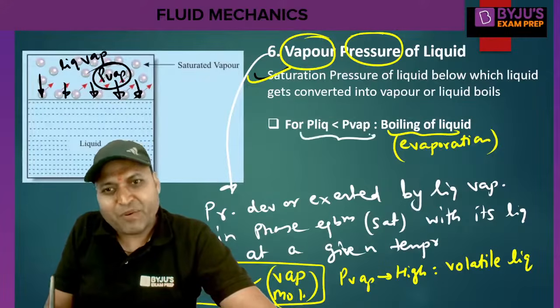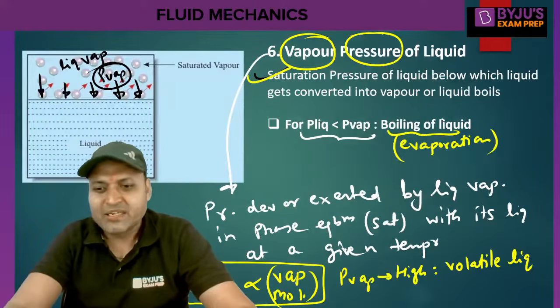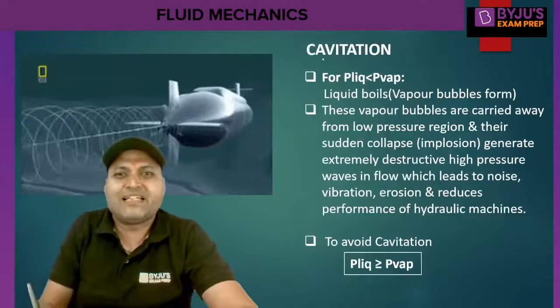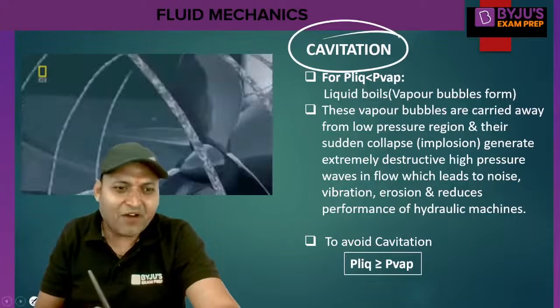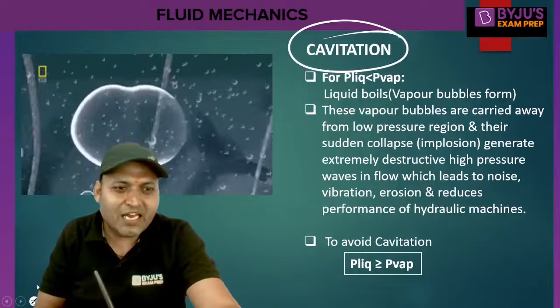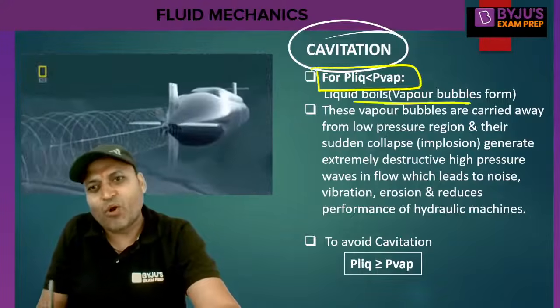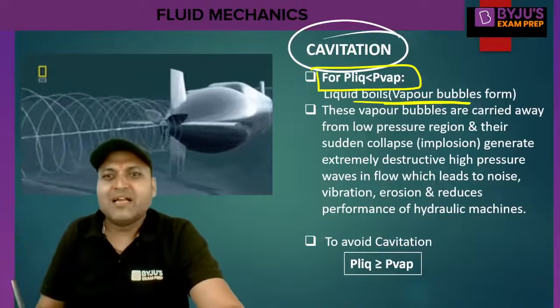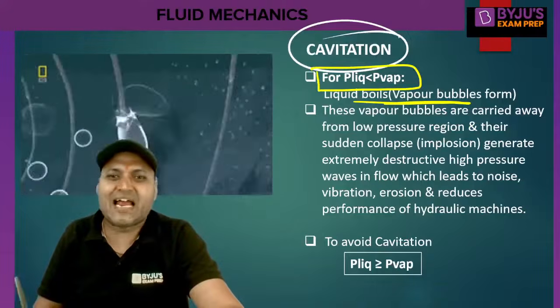So when the liquid pressure becomes less than the vapor pressure, the evaporation of the liquid will take place. And due to evaporation of the liquid, a problem develops which is called cavitation. When the liquid pressure becomes less than the vapor pressure, the liquid boils or vapor bubbles form, and these vapor bubbles are carried away from the low pressure region and then suddenly collapse.